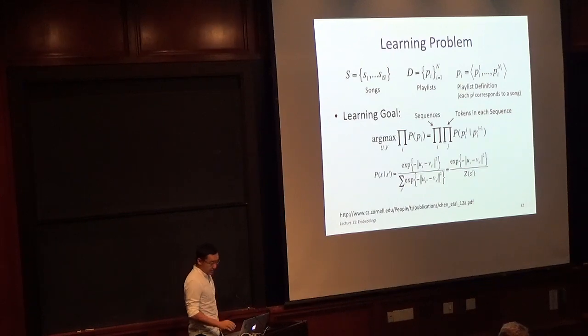Okay, so the learning goal is maximum likelihood. Given the set of playlists, or the set of documents, I want to learn this embedding model that maximizes their joint probability, and things factorize as so, because we're assuming that things are conditionally independent given the current token. And so this is the learning goal.